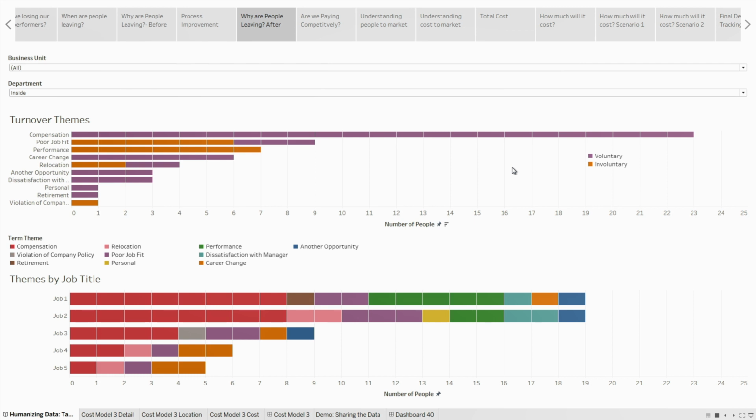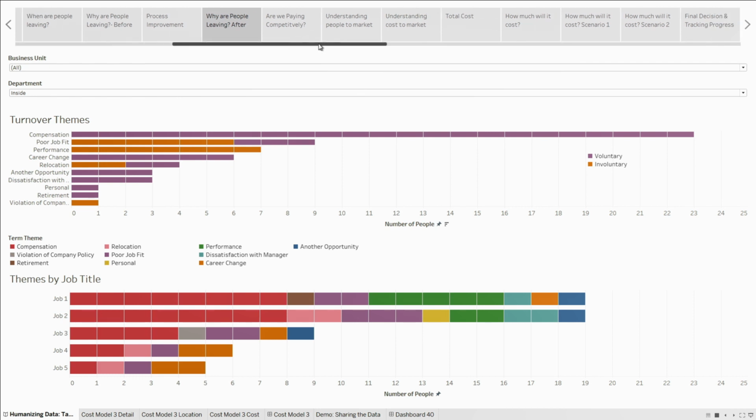But overall, now that we were able to capture that data in Workday and put it into dashboards, we were really able to get to the bottom of why are people leaving. So in this example, compensation was the number one reason, and that was the number one reason that we were seeing earlier this year for the job that we were looking at.